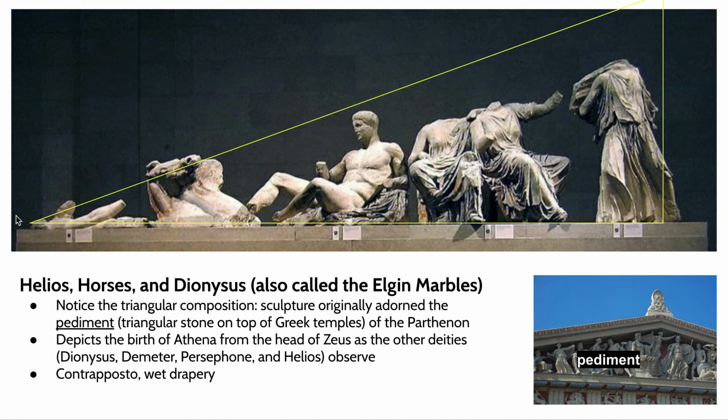You'll notice that this collection of sculptures right here has a triangular composition. There were various sections of the Parthenon and of the Acropolis in general that were excavated, and they were not excavated well.